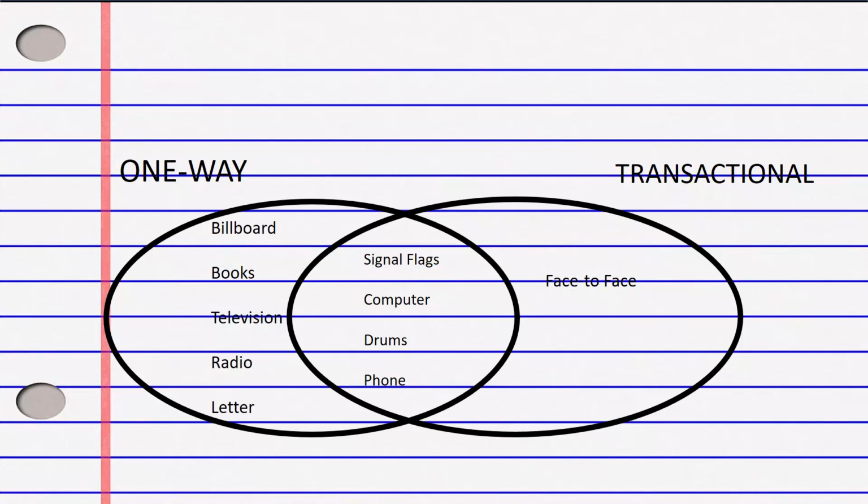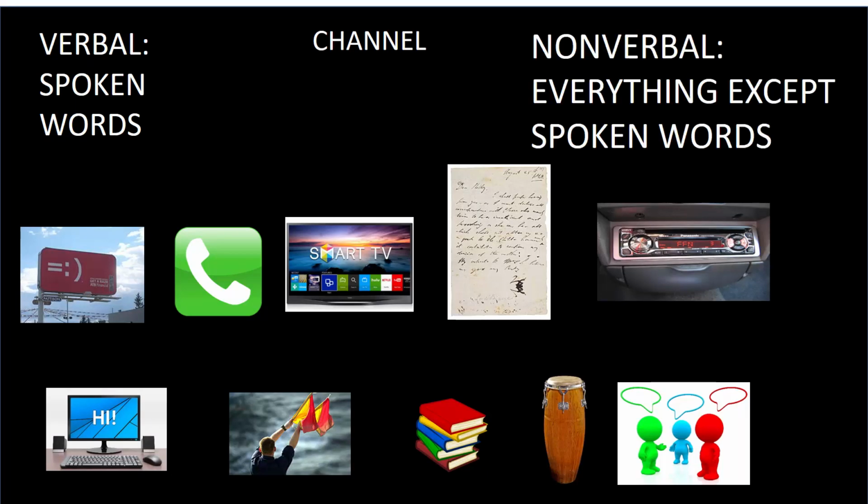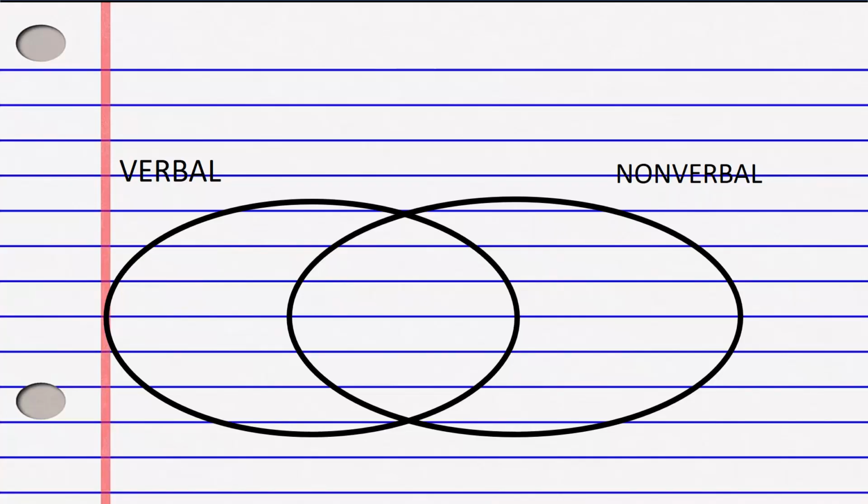Now, let's look at another aspect of channels. They can be verbal, using spoken words, or nonverbal, which is every means of communication except spoken words. Turn your Venn diagram paper over and this time categorize the channels into verbal, nonverbal, or both verbal and nonverbal. Stop the video while you work and continue the video when you are finished.